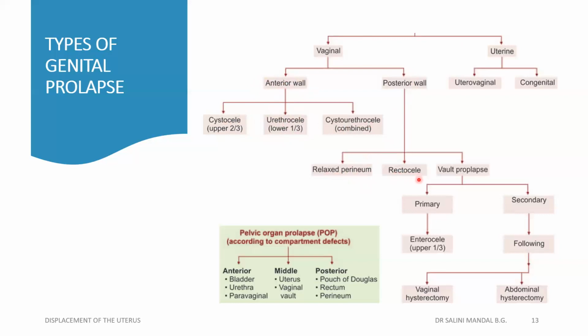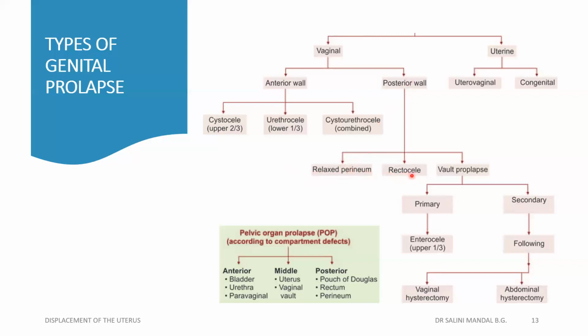Next one, we have a rectocele. Now, there is a laxity of the middle third of the posterior vaginal wall and the adjacent recto-vaginal septum. When there is a laxity of these, there will be a herniation of the rectum through the lax area. So, in case of a relaxed perineum, there will be a bulge of the lower third of the posterior wall.